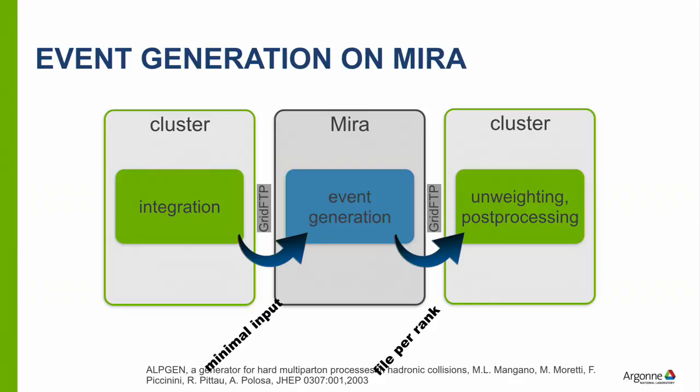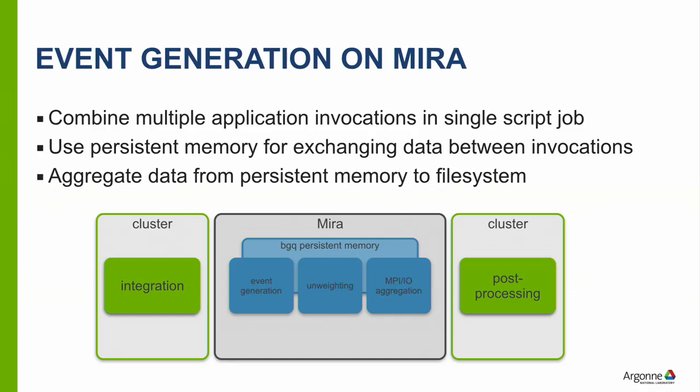So this is what I described before. The input to the job from the cluster to Mira is actually very small. And the way that we started out with this, we had file per rank output from Mira going back to the cluster, which was really not a good solution for us. So over time, we iterated on this to arrive at a workflow that looks more like this, where we're still doing the integration on the HEP cluster, but the Mira job consists of multiple invocations of the application.